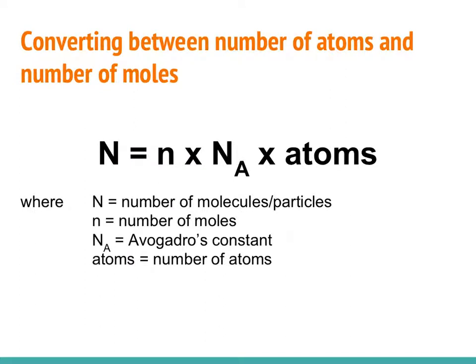Sometimes you'll need to convert between the number of atoms and the number of moles. And really all you do here is you figure out the number of molecules from our previous formula, and then you need to count the number of atoms within one molecule. And so you're going to take your number of molecules and multiply it by the number of atoms to get the total number of atoms in that particular substance.